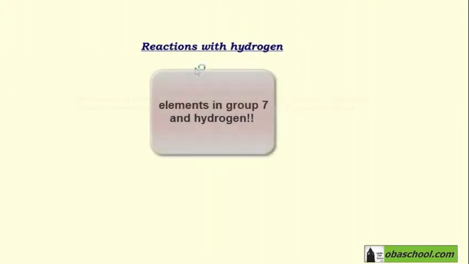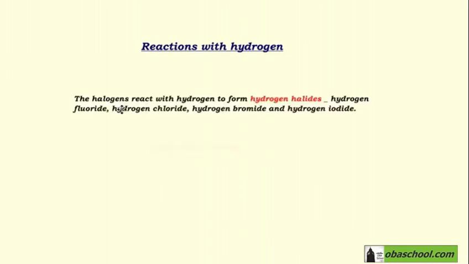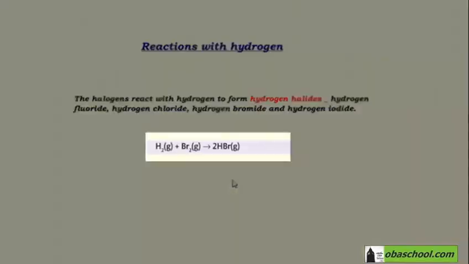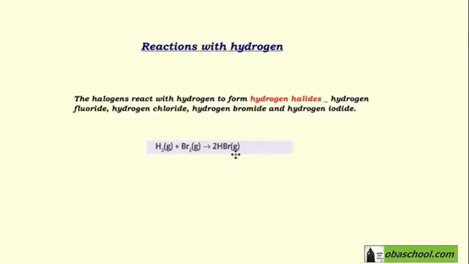So we will explain the reaction between elements in group 7 with hydrogen. The halogens react with hydrogen to form hydrogen halides, like hydrogen fluoride, hydrogen chloride, hydrogen bromide, and hydrogen iodide. This equation is an example of these reactions. For example, hydrogen gas plus bromine gas will give hydrogen bromide. This simple equation shows that a reaction between hydrogen and bromine gives hydrogen bromide.